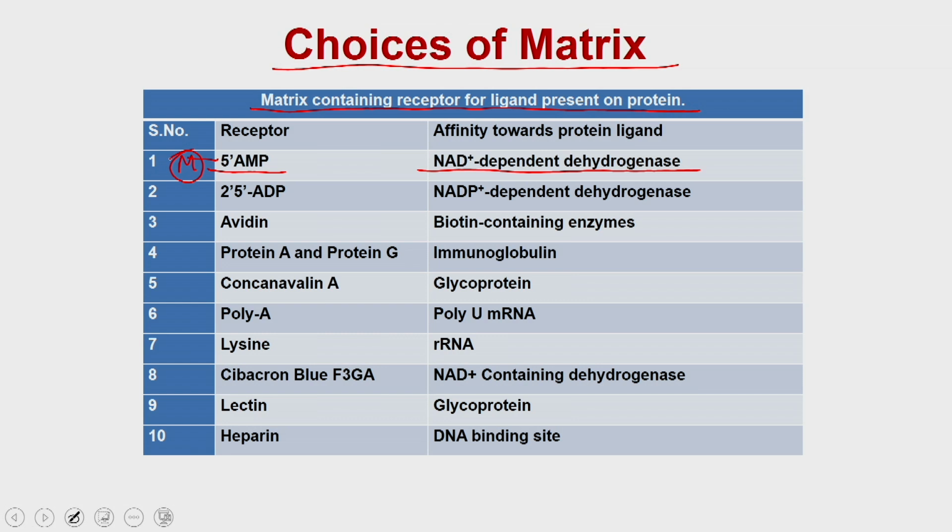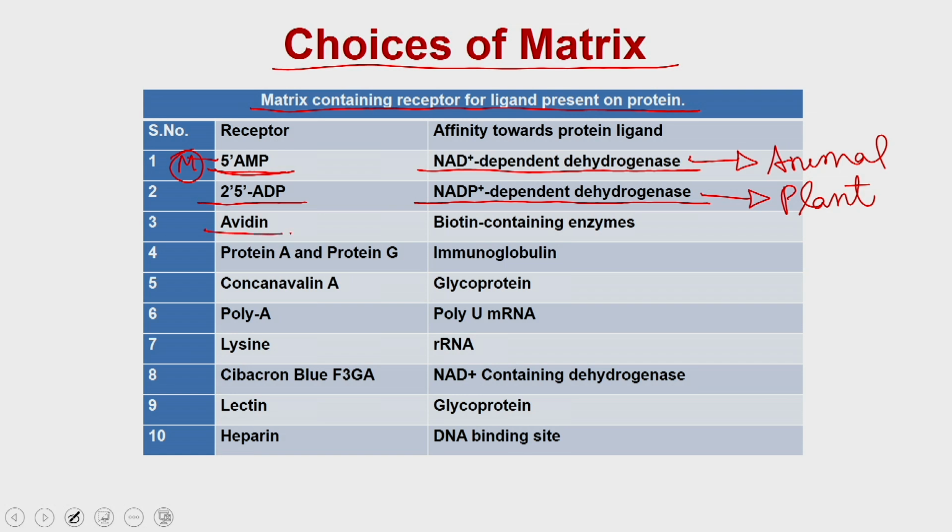So, in the case of 5 prime AMP, 5 prime AMP has a very high affinity for NAD plus dependent dehydrogenases. Then you have 2 prime 5 prime ADP, which has an affinity towards NADP plus dependent dehydrogenases. Remember that the NAD plus dependent dehydrogenases are mostly present in animals, whereas the NADP plus dependent dehydrogenases are mostly present in plants.